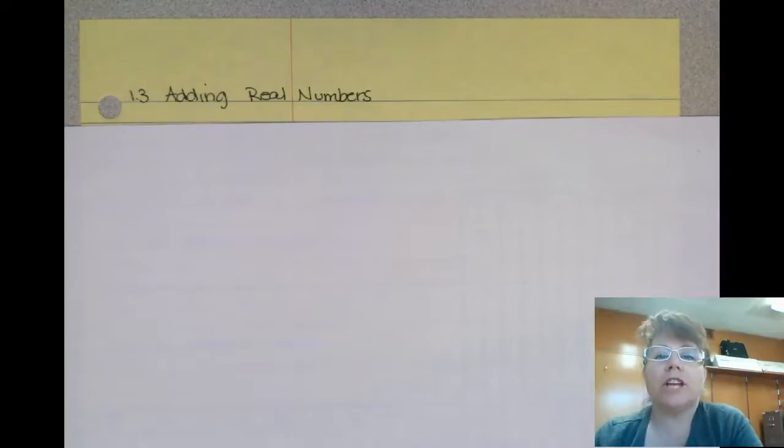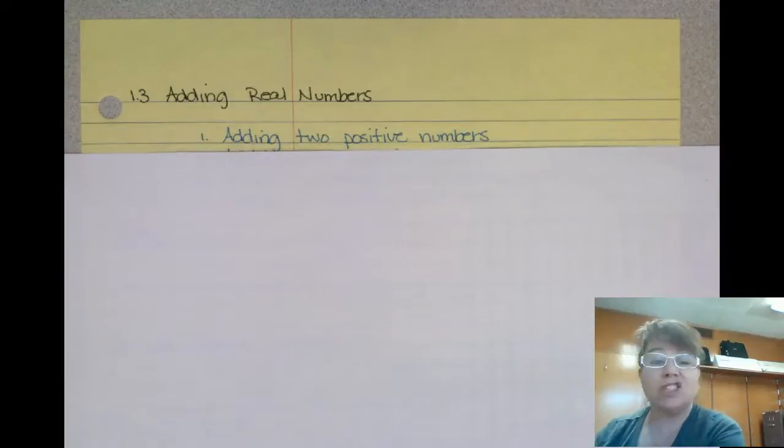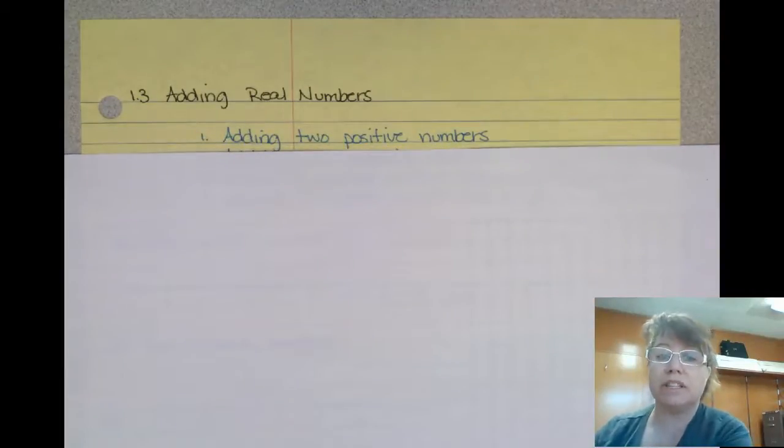Go over chapter 1.3 of our textbook, adding real numbers as well as arithmetic sequences. So there are 4 types of adding real numbers. The first type is adding 2 positive numbers. We've been doing this for quite a long time. That's something like 2 plus 3, 4 plus 9, 24 plus 27.